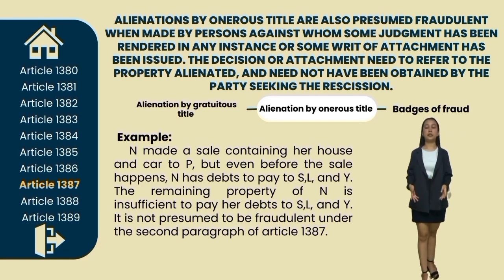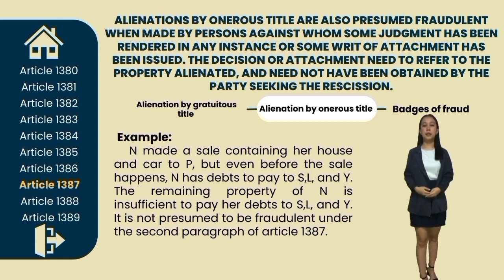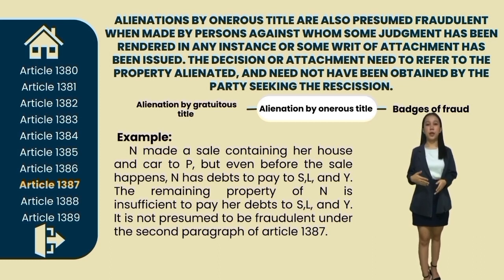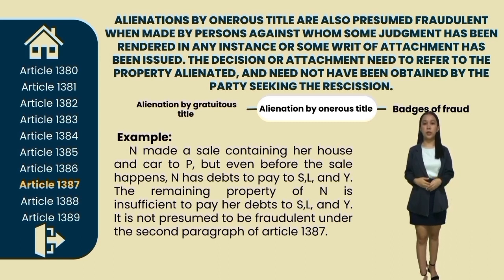Under paragraph 2 of Article 1387, when an alienation is by onerous title, it is presumed that it is also fraudulent. However, the presumption of fraud will only arise in cases where the alienation was made by a person against whom some judgment has been issued. For example, N made a sale containing her house and car to P, but even before the sale happens, N has debts to pay to S, L, and Y. The remaining property of N is insufficient to pay the debts to S, L, and Y.